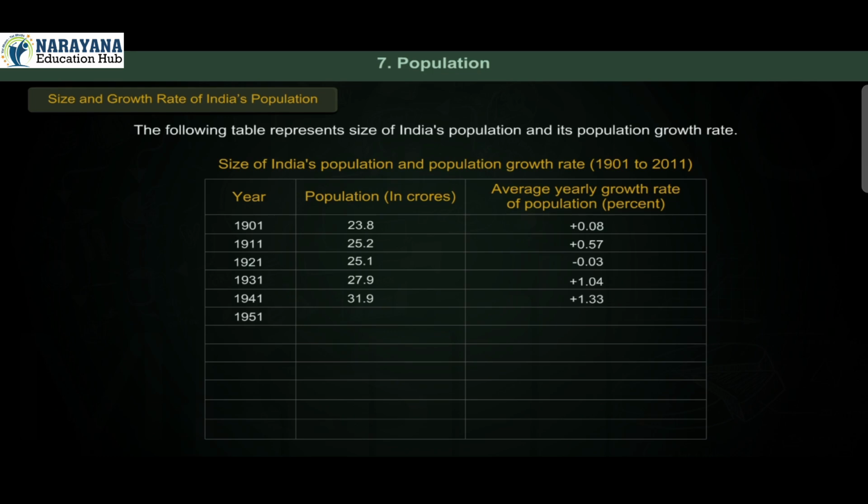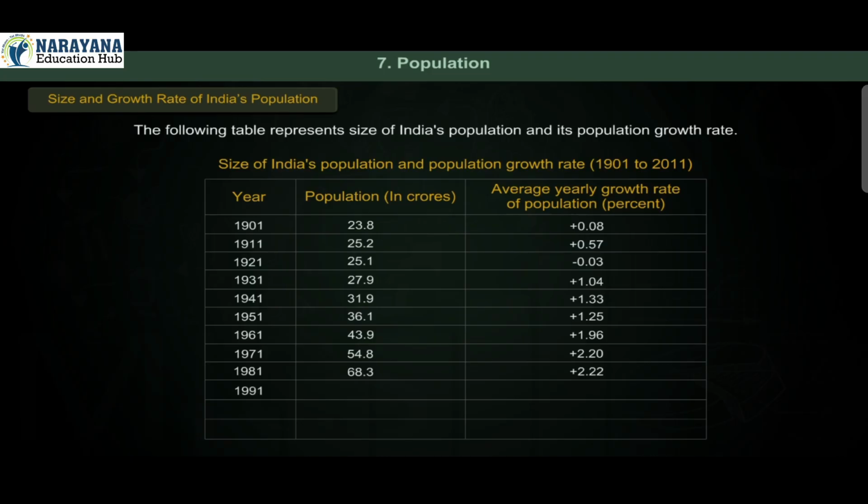In year 1951, population is 36.1 crores. Average yearly growth rate of population is plus 1.25%. In year 1961, population is 43.9 crores. Average yearly growth rate of population is plus 1.96%. In year 1971, population is 54.8 crores. Average yearly growth rate of population is plus 2.20%. In year 1981, population is 68.3 crores. Average yearly growth rate of population is plus 2.22%.